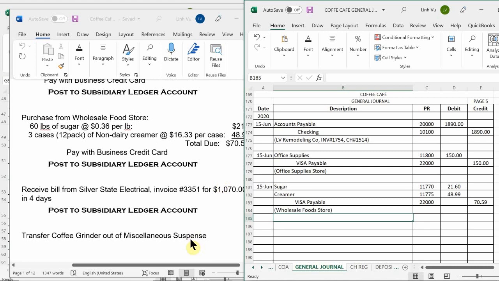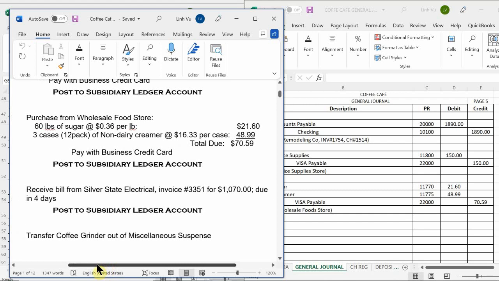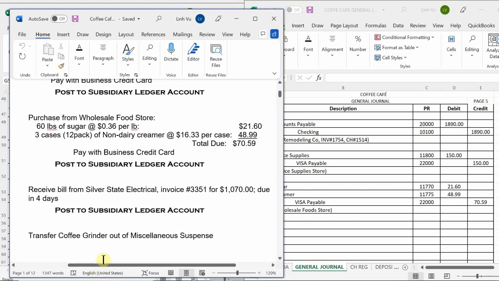So what happened here? We received a bill from Silver State Electrical, invoice number 3351 for 1070. Okay? And it's due in 4 days. Who is Silver State Electrical? Are they utilities or like, not so much, it's a vendor, okay? Why did we hire Silver State Electrical? To do some electrical work on the grinder, I think.